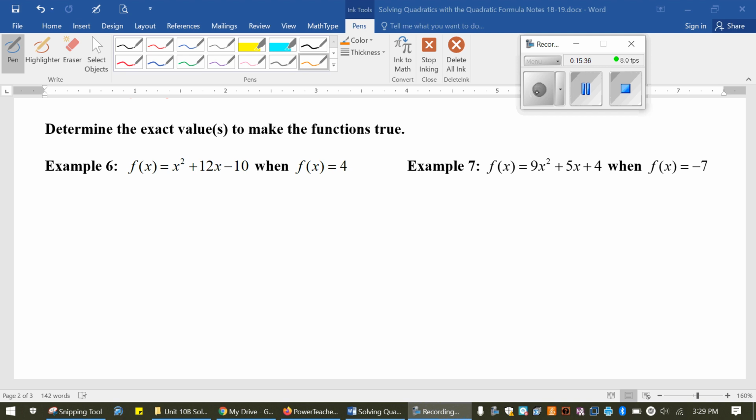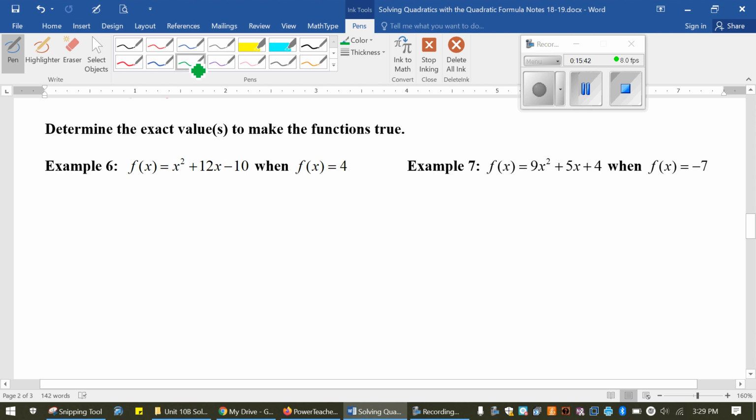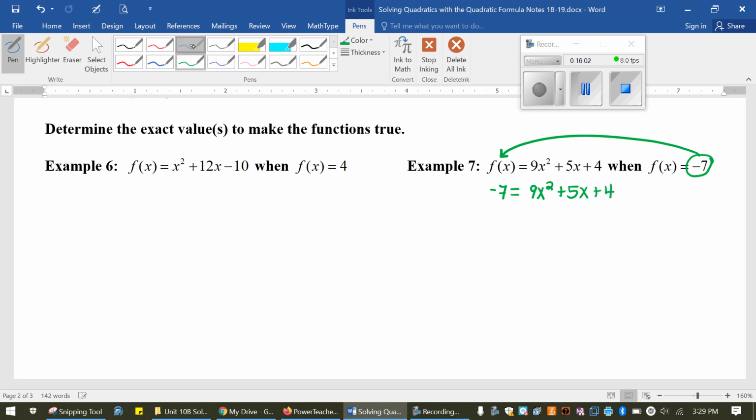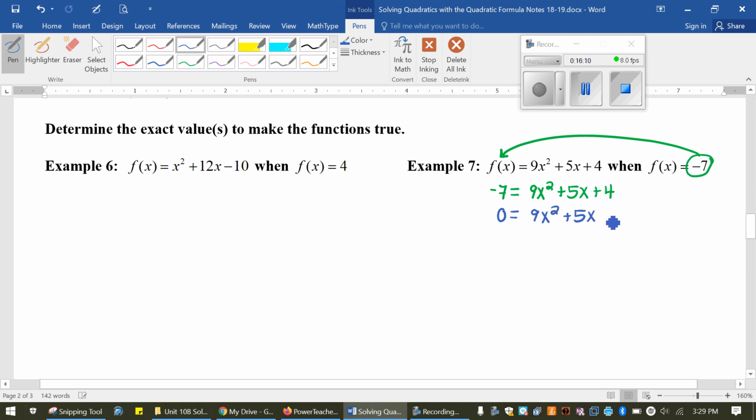All right, let's take a look at number 7. Number 7 says, determine the exact values that make this true. So what I'm looking for is what value of x will make that entire function equal a -7. So we're substituting this in to what the function will equal. Then we need to put this in standard form. So we're going to add 7 to both sides. Make this 9x squared plus 5x plus 11. Now we're going to do the quad formula.